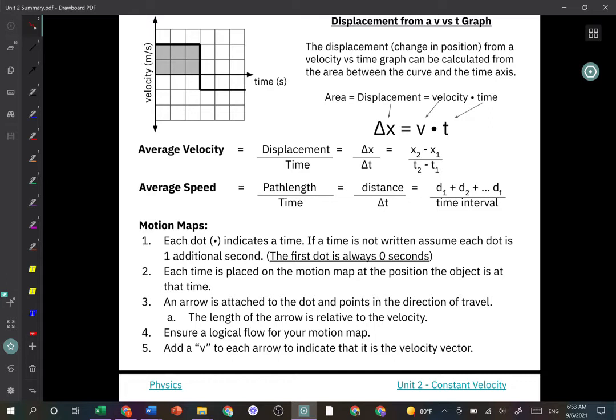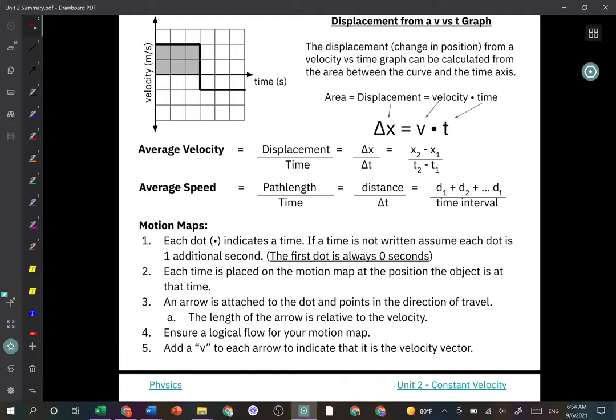4. Ensure a logical flow for your motion map. Now, as long as you are labeling those dots with the times and you are having the arrows point in the direction of travel, it should indicate a logical flow, which makes the motion map easy to follow. However, if it's a big motion map and things get cluttered together, it's going to be a bit hard to read. So make sure that it's going to be as easy to read as possible, because the point of a motion map is to be able to interpret the motion of an object and figure out where it is at a given point.